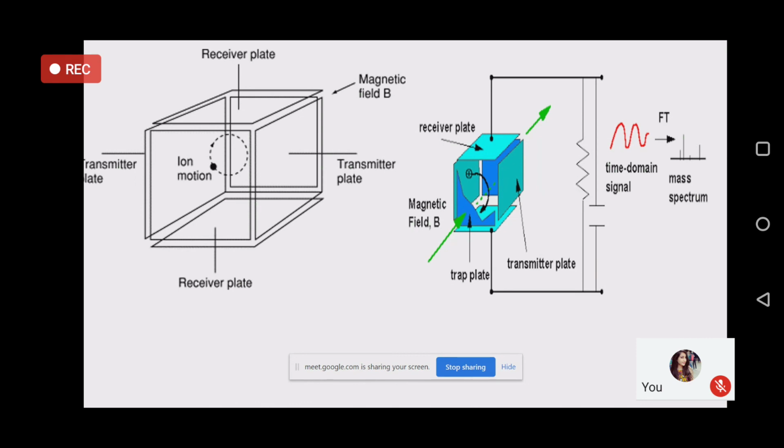The image current is proportional to the amount or concentration of that m by z. So quantitative determination for different m by z is possible when the signals received in the given time domain are converted into the mass domain. And that is how the ICR works. Okay? Any questions, any queries?